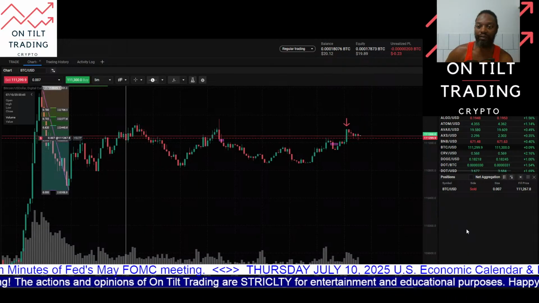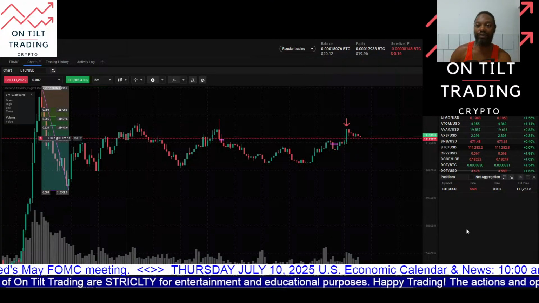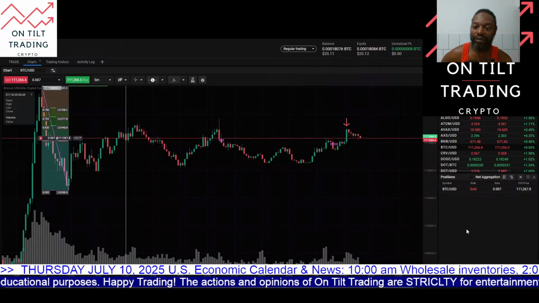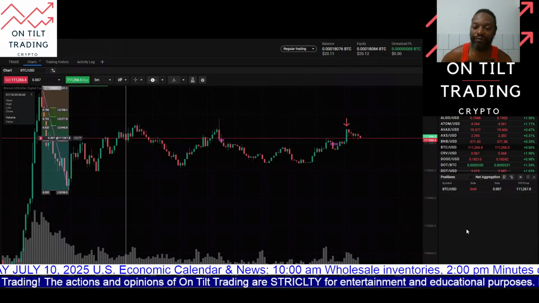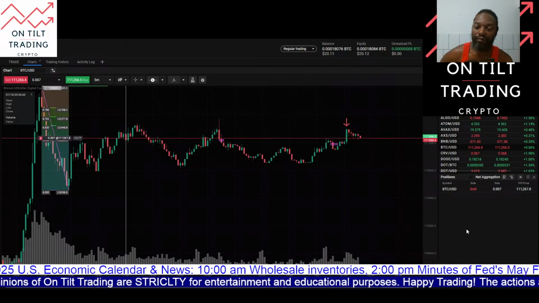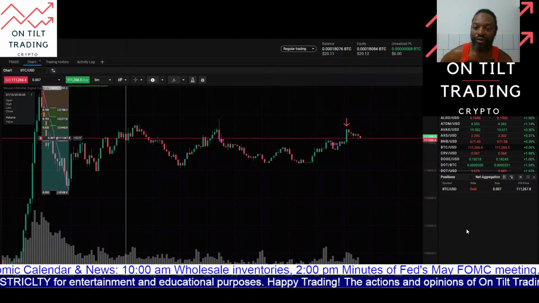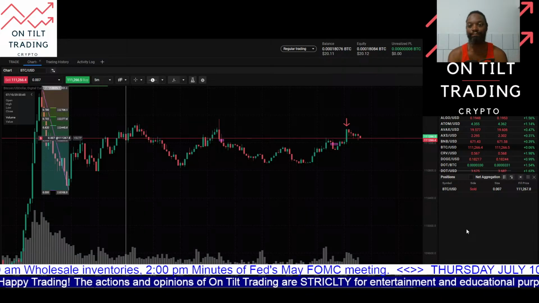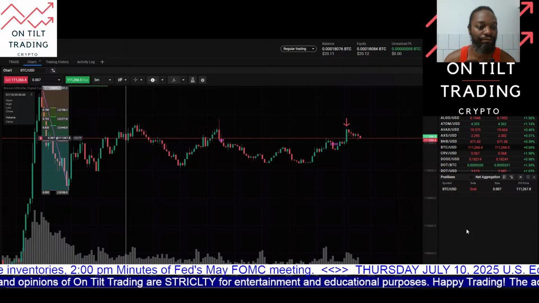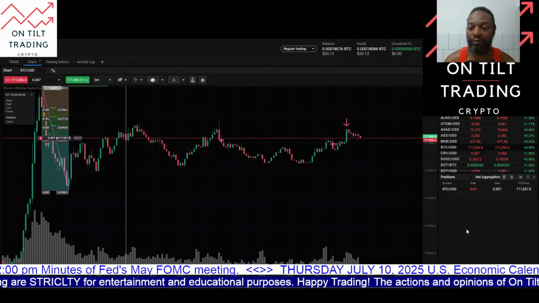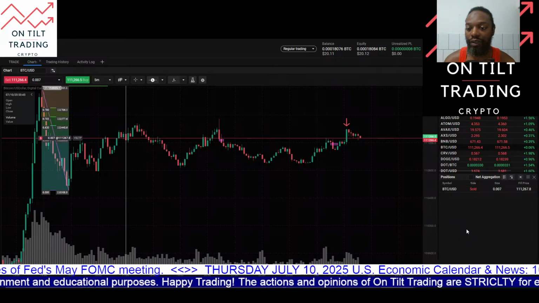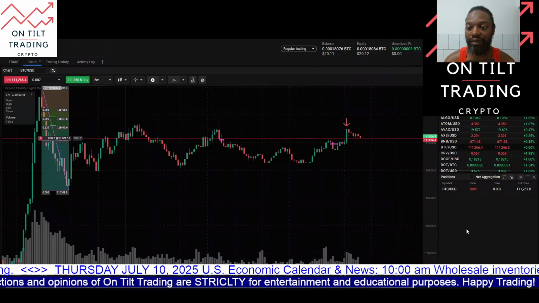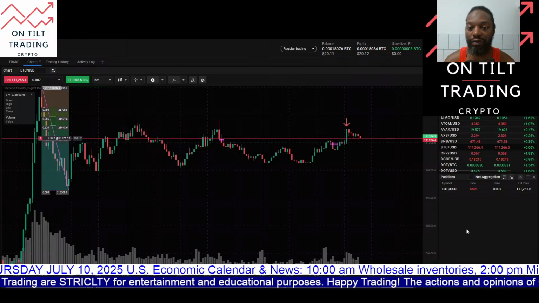New 5-minute candle, price still at the 111,300 level, and sell side delivery, 111,266.4. Price now just under my entry, or just below my entry, and just below equilibrium at 111,266.6. Price currently 111,266.4.